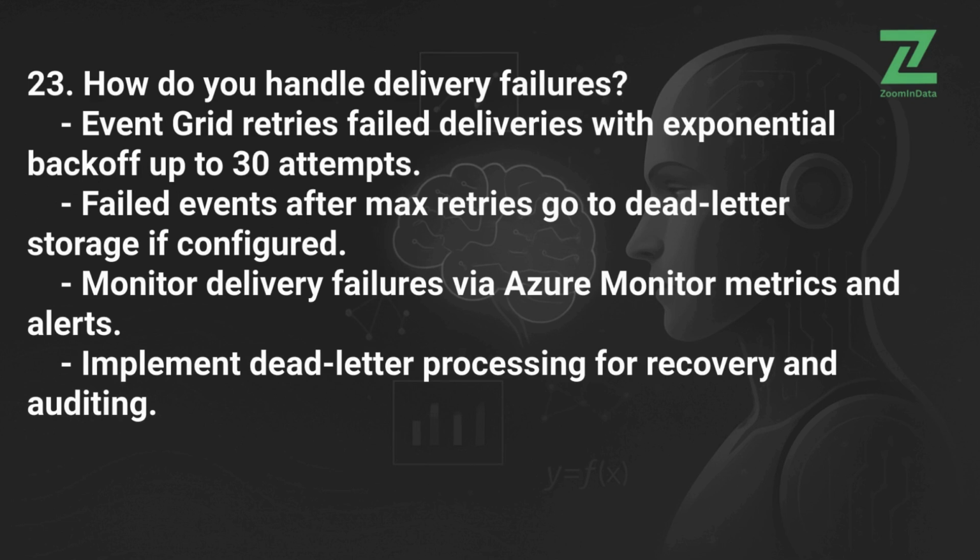23. How do you handle delivery failures? Event Grid retries failed deliveries with exponential backoff up to 30 attempts. Failed events after max retries go to dead letter storage if configured. Monitor delivery failures via Azure Monitor metrics and alerts. Implement dead letter processing for recovery and auditing.